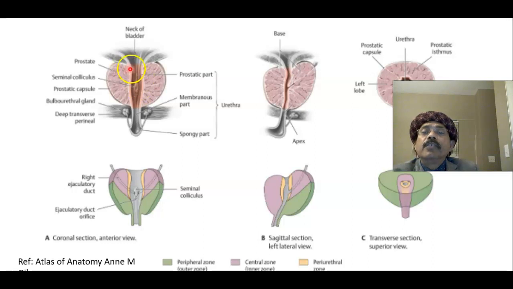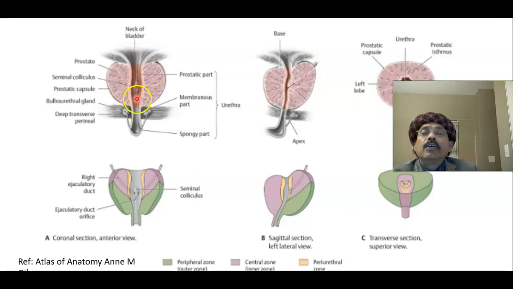This is the neck of the bladder. This is the urogenital diaphragm. And in this part we have the external urethral sphincter that is voluntary skeletal muscle. This is the internal urethral sphincter that is involuntary, supplied by the autonomic nerve. So we have the internal urethral sphincter and the external urethral sphincter.